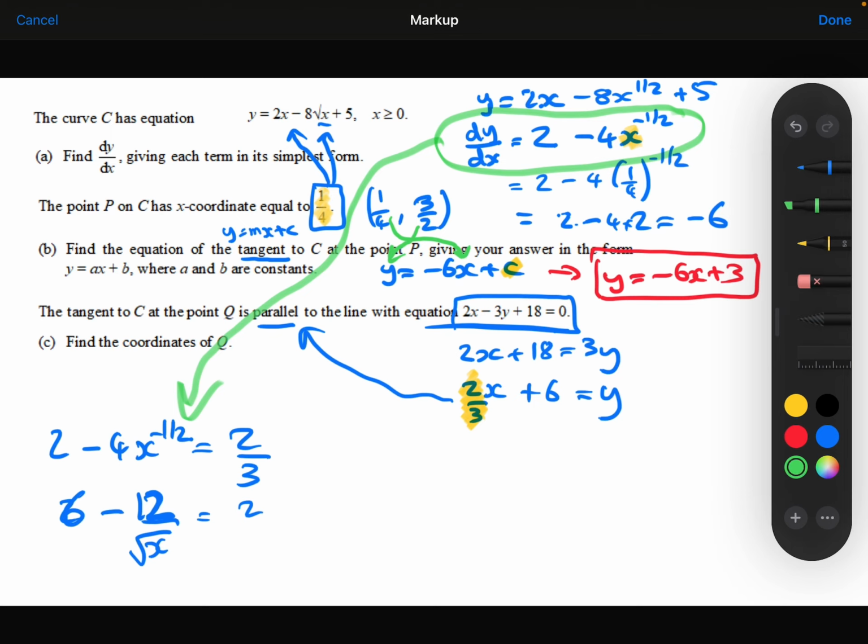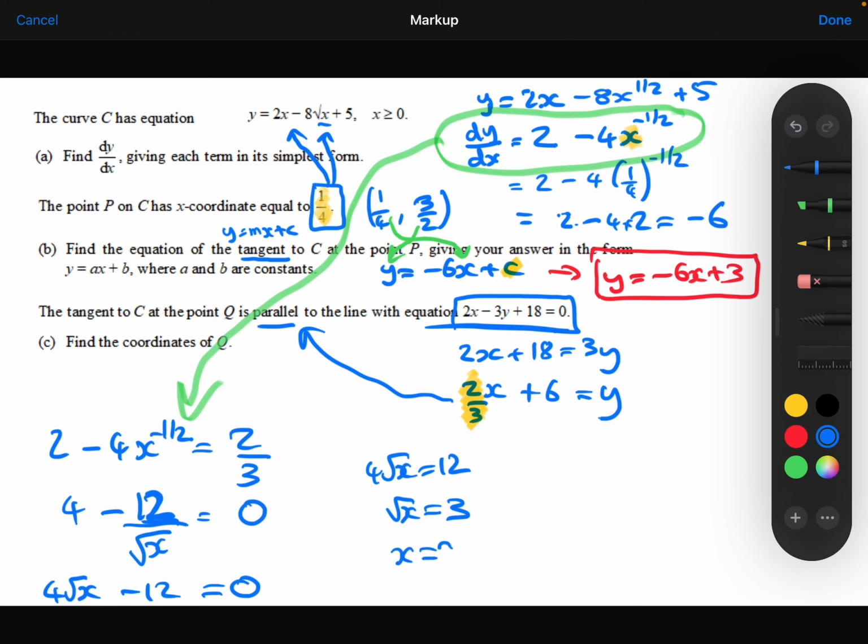If I subtract this 2 from both sides, and then multiply through by the root x to get that off the denominator. So I get 4 root x minus 12 is equal to 0. So 4 root x is equal to 12, root x is equal to 3, so x is 9. That's the x coordinate of point Q.